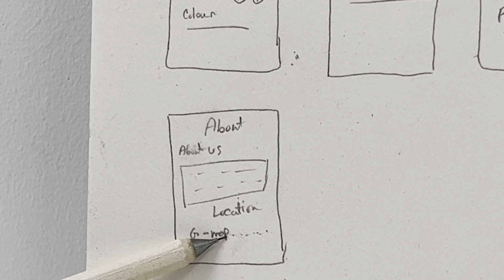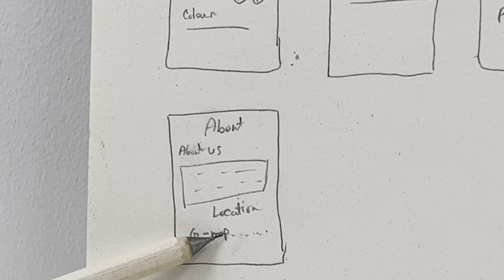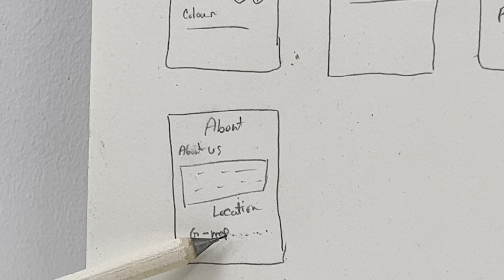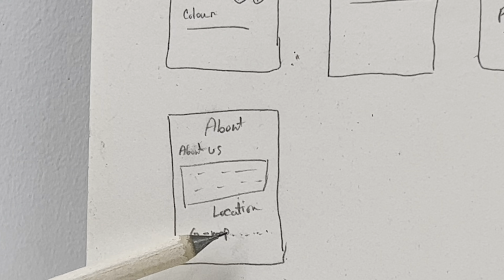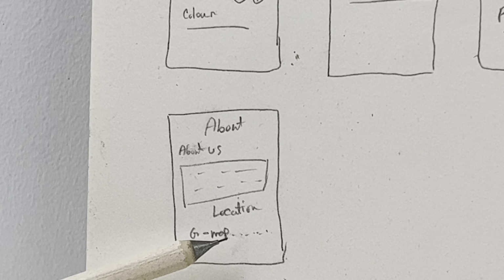Once they have a link, it's going to display under the location. Once you click on the link, it's going to take you to Google Map and show our current location. That's it.